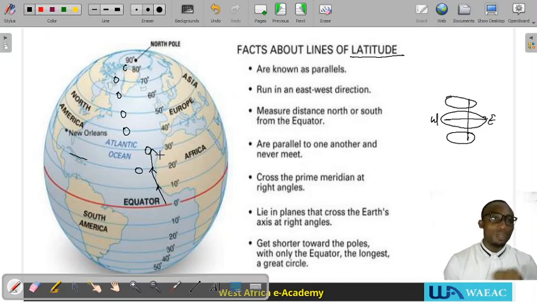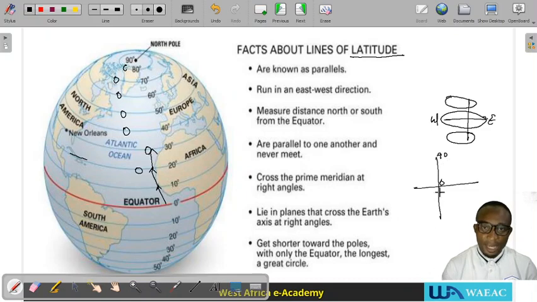So by the time we solve more questions, you will understand this better. But I want you to take note of this: we calculate latitude from 0 to 90 degrees south and 0 to 90 degrees north. Please kindly take note of that. So that is our line of latitude.